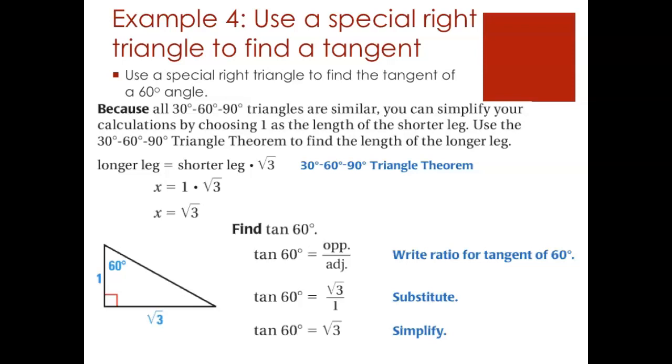Now if you had used, let's say, 2 for the length of the shorter leg, then the longer leg would be 2 root 3. When you find the tangent ratio, that would have ended up being 2 root 3 over 2, which would also simplify to root 3. So we know that for any 30, 60, 90 triangle, tangent of 60 degrees is going to equal the square root of 3.